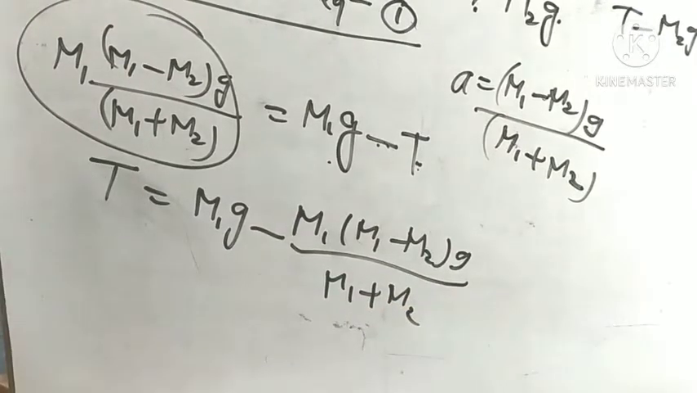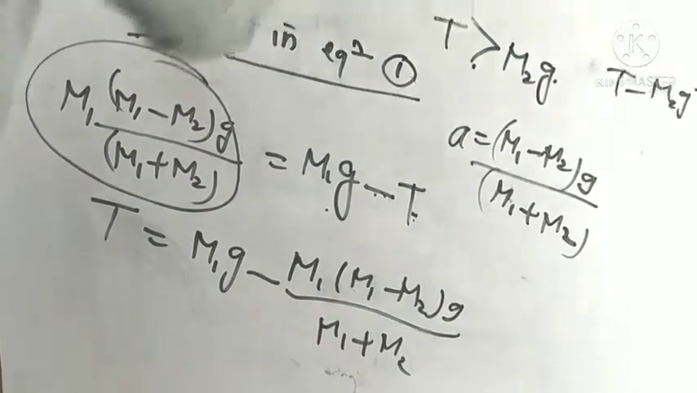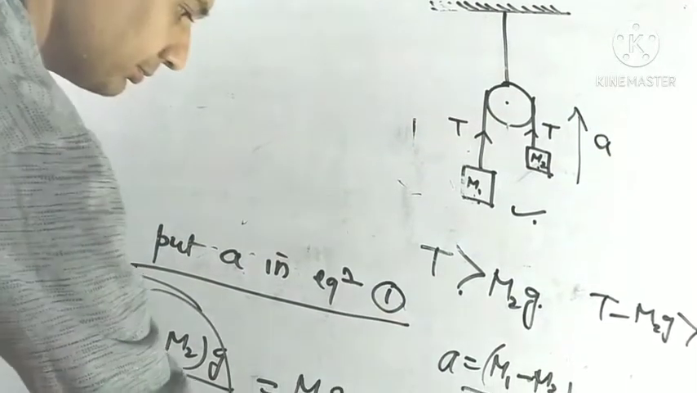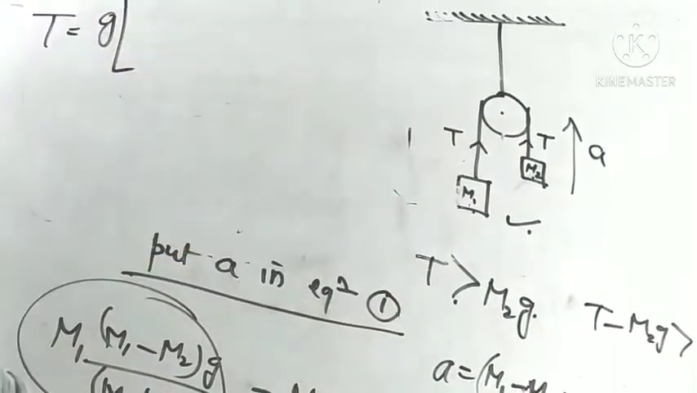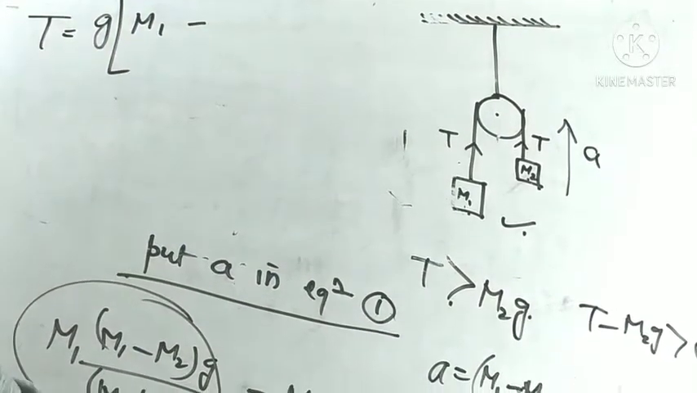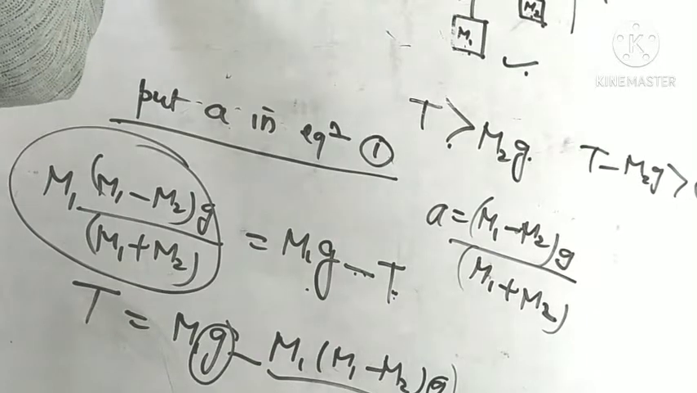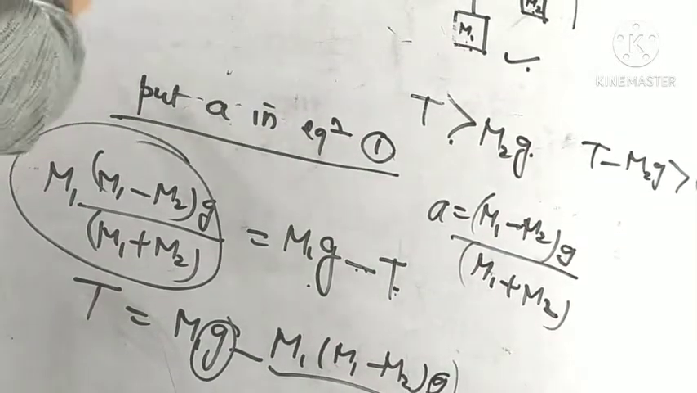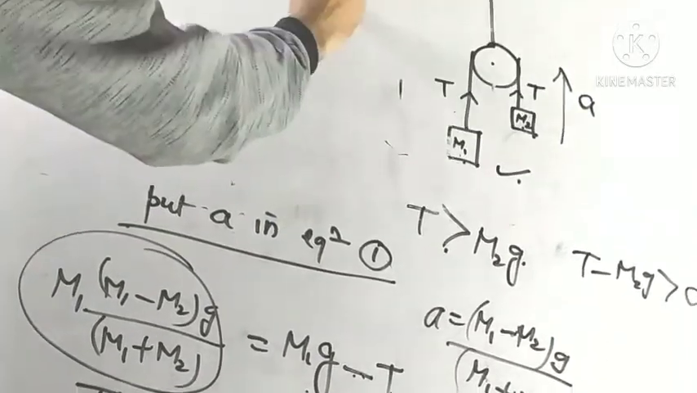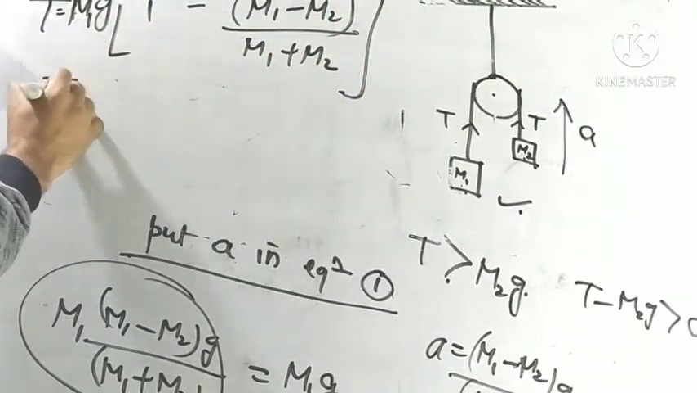Now we solve. So T is equal to, here we take g common, and what is inside this bracket, m1 minus... we also take m1 common here, m1g and here m1g. So here 1 minus (m1 minus m2) upon (m1 plus m2). So T is equal to m1g.